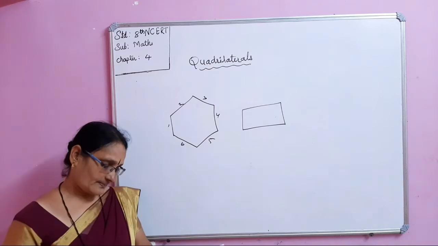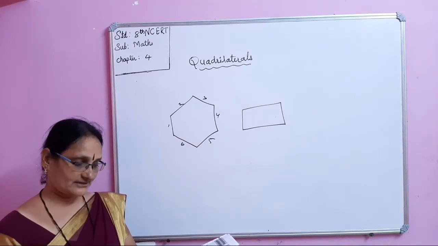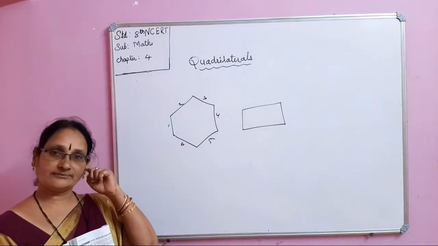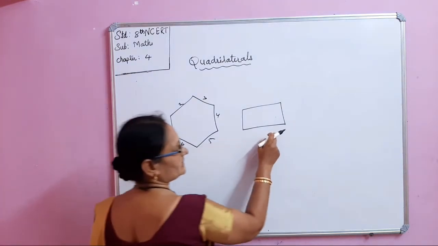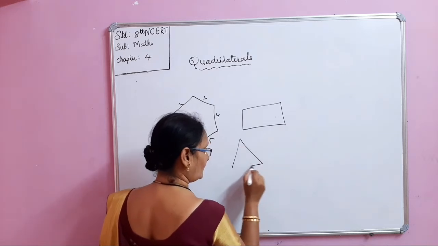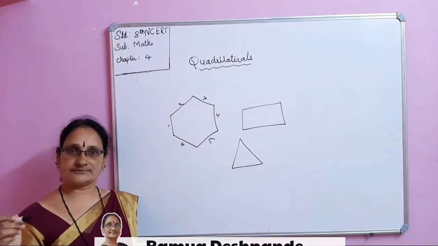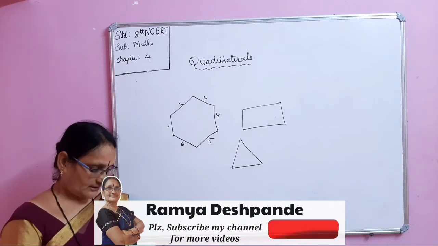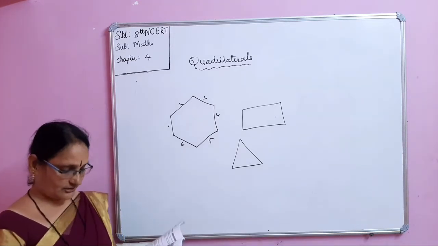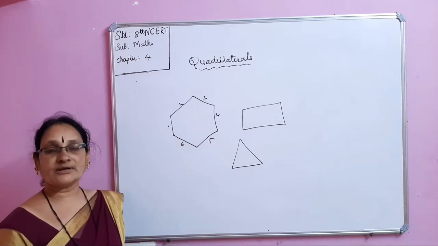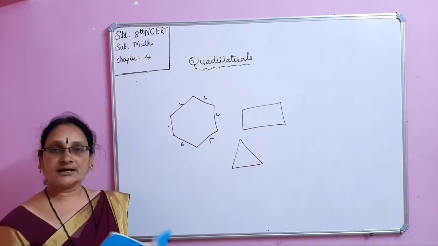A simple closed curve made up of only line segments is called a polygon. See, like this is a 6-sided figure, this is a 4-sided figure. The same way, once I start, only after ending will I take my pencil out. So this is what a polygon is. If the curves are not ending, they are not polygons. So this is what the polygons are.